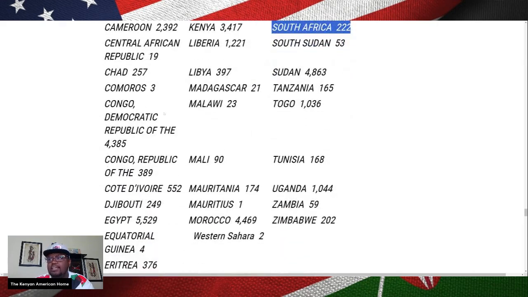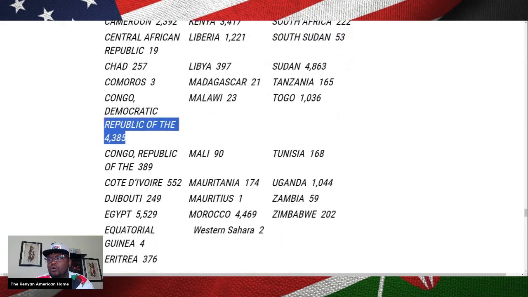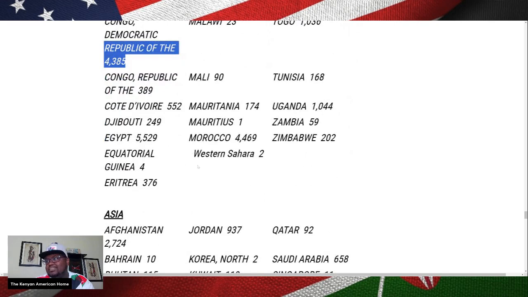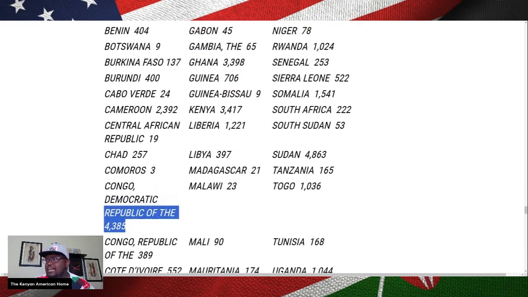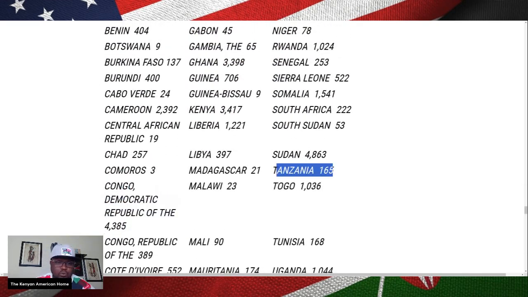Yeah, and then Congo. So Congo is the other one. Congo and North African countries win a lot. But for countries like Tanzania, not very many people win, but I also think they don't have many people who play the DV lottery. Tanzania only 165, compared to Kenya, 3,400.